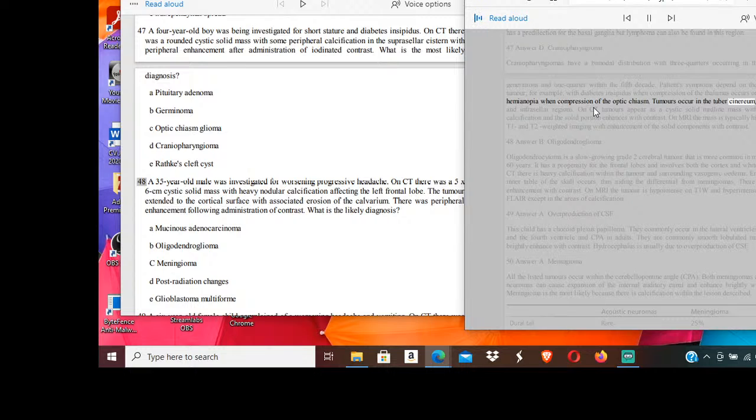Tumors occur in the tuber cinereum, suprasellar and infrasellar regions. On CT, tumors appear as a cystic solid midline mass with peripheral calcification, and the solid portion enhances with contrast. On MRI, the mass is typically high signal on T1 and T2 weighted imaging with enhancement of the solid components with contrast.